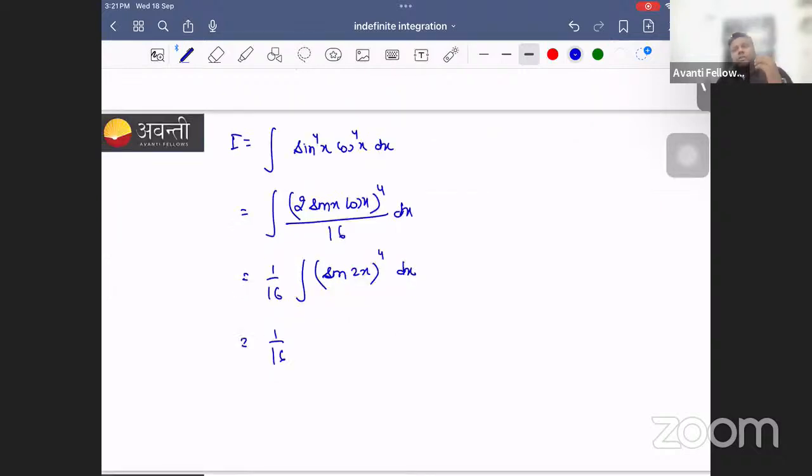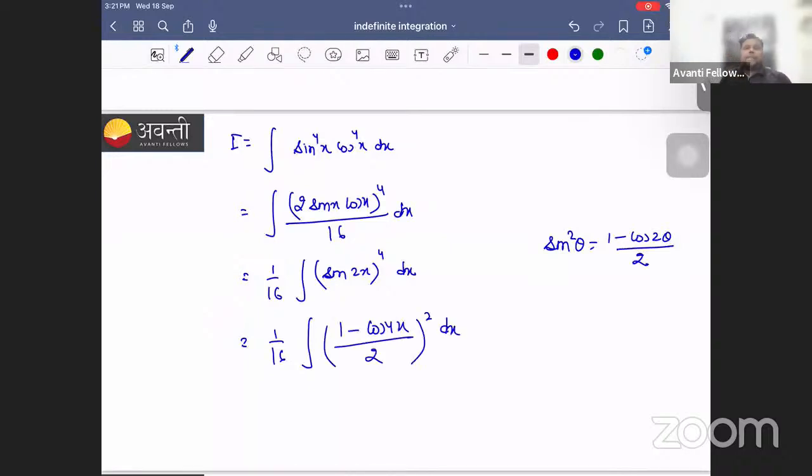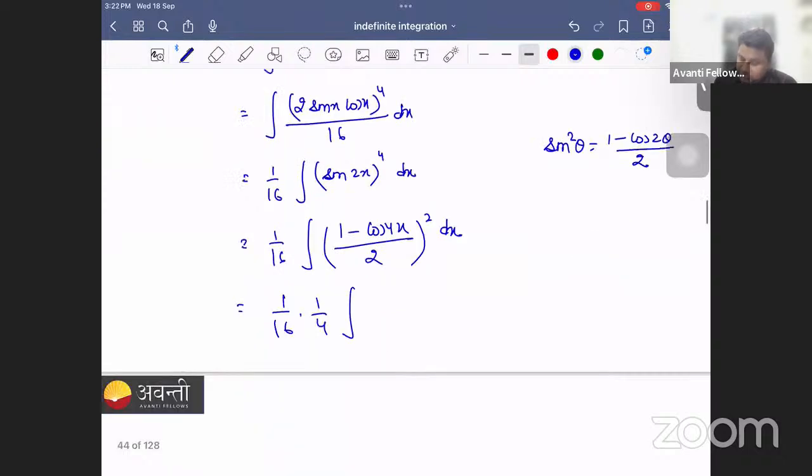Now we will go slowly with the process. I have a formula that sine square theta is 1 minus cos 2 theta upon 2, yes or no? So the sine square 2x I can write as 1 minus cos 4x upon 2 whole square dx. Now along with 1 by 16, 1 by 4 also came out. You expand this perfect square to 1 plus cos square 4x minus 2 cos 4x dx.